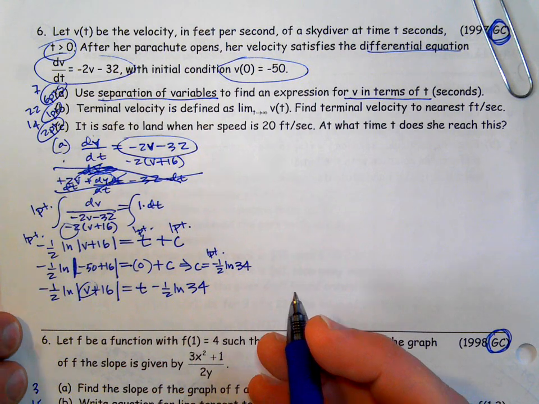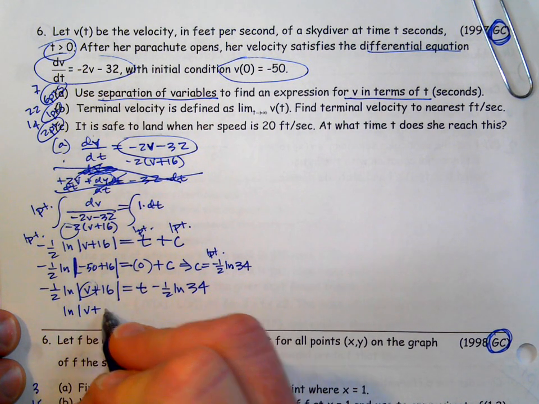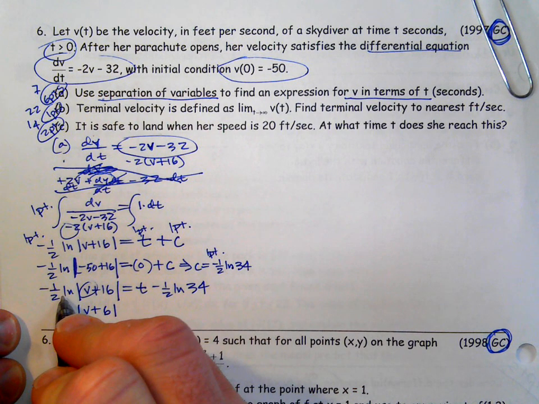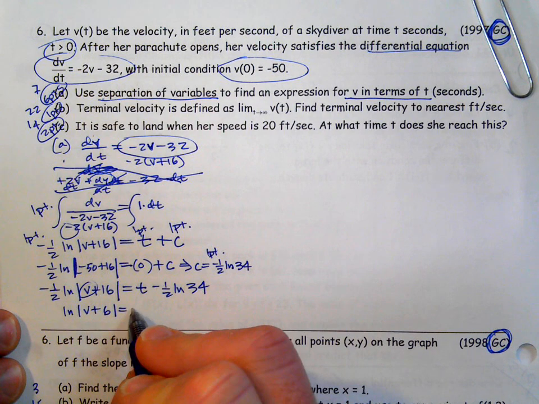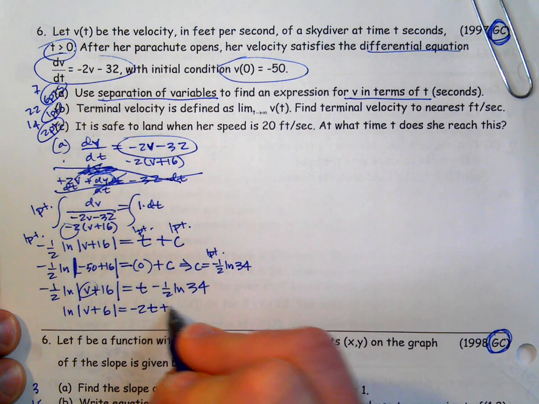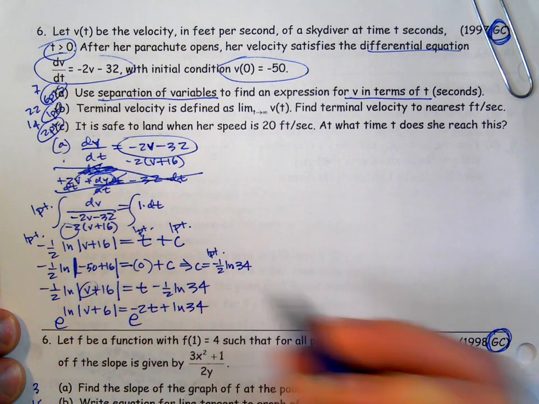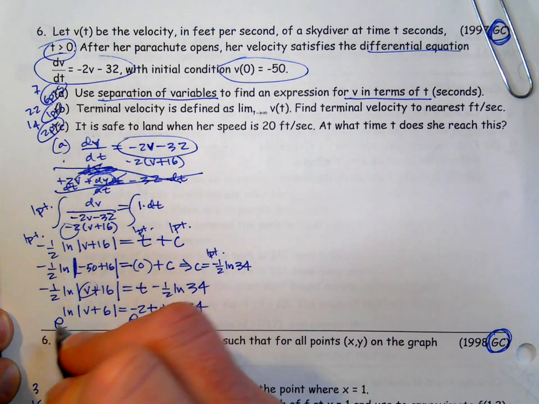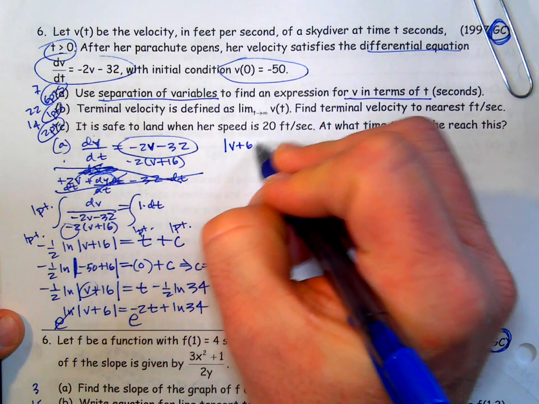On word problems, I'm going to multiply both sides by -2, because before you exponentiate both sides to get rid of the natural log, you get rid of anything else out there. So multiply both sides by -2. Okay, and then we're going to exponentiate both sides. That's going to cancel out the natural log there. You're going to have absolute value v plus 16.